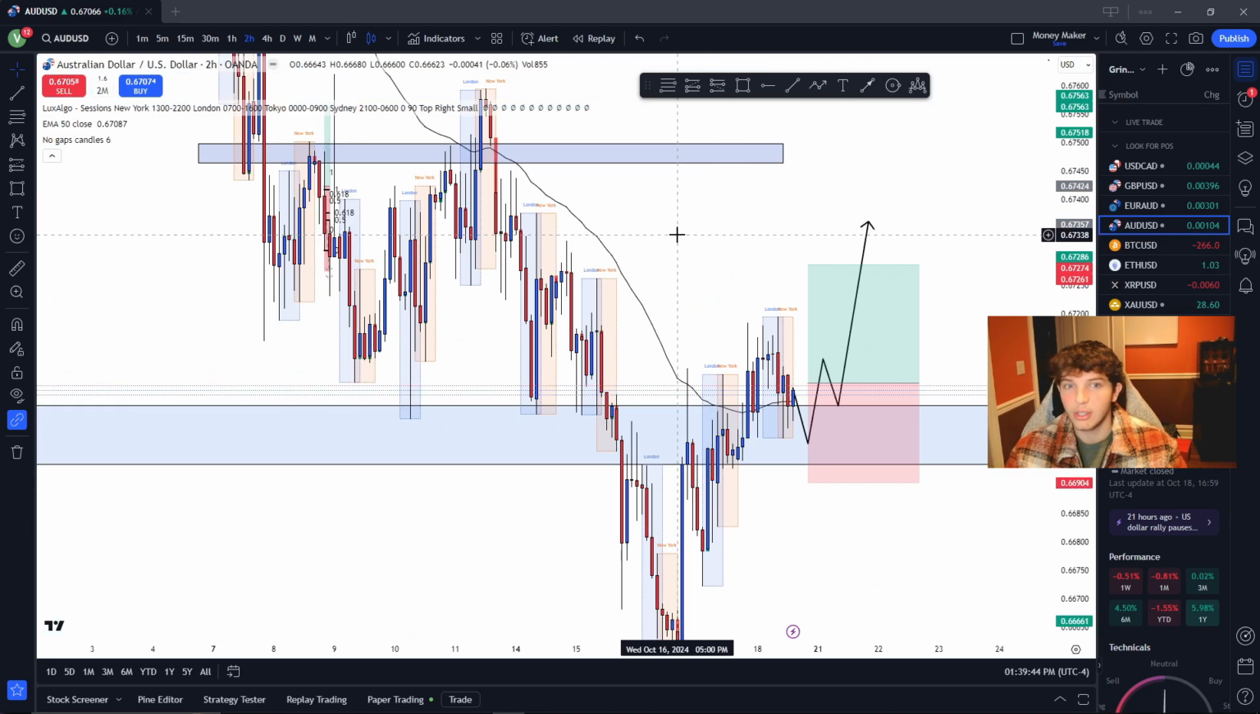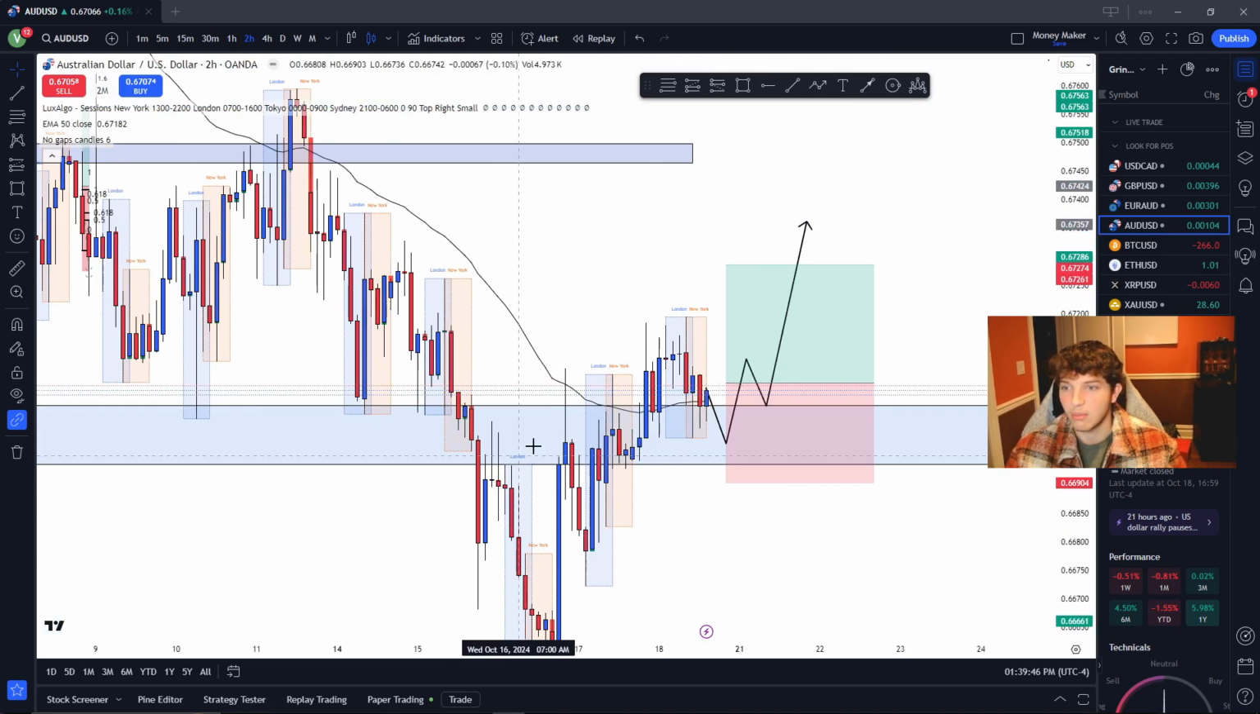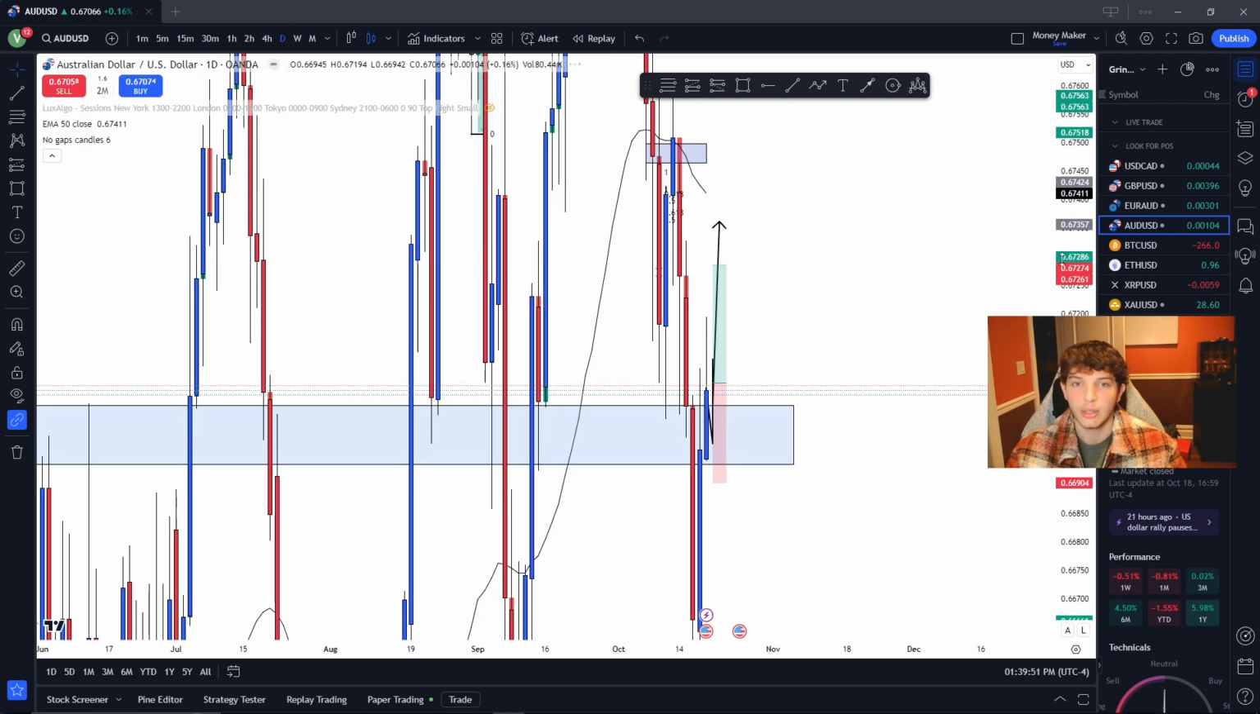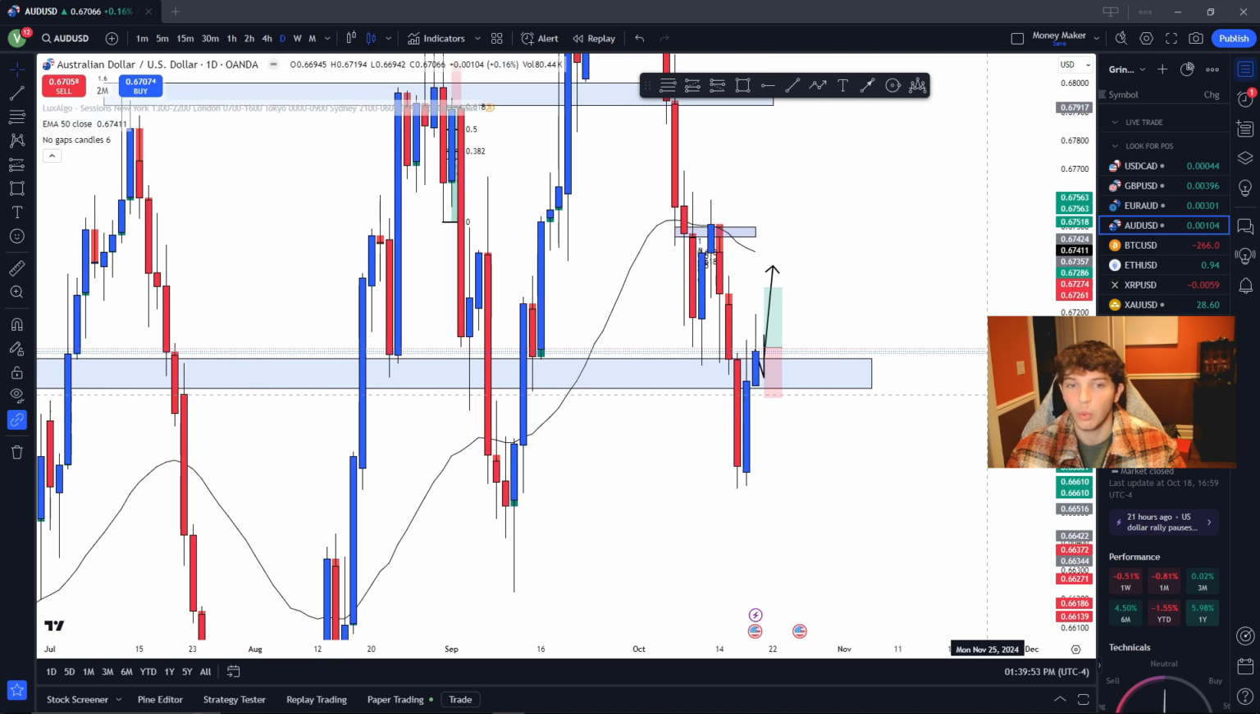It's a little hard to catch this one, I think, because market structure is very, very choppy and there's a lot of volume. But we will have to see what market structure develops. So those are my 4 main pairs for the week.